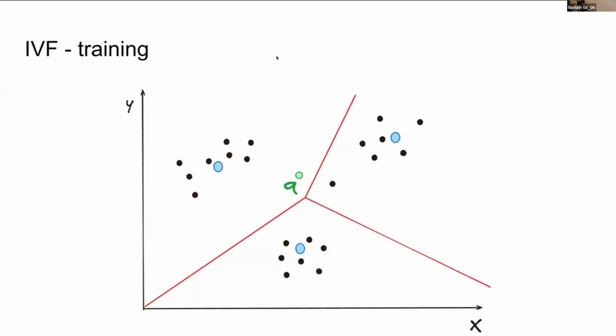And you may ask, how do we obtain these centroids? How do we obtain those clusters? Well, to do that, we can use a classic machine learning algorithm. It's called k-means. And the process of obtaining these centroids is called training the index.